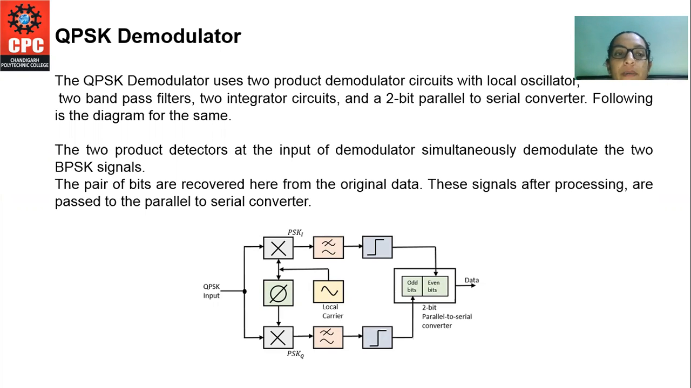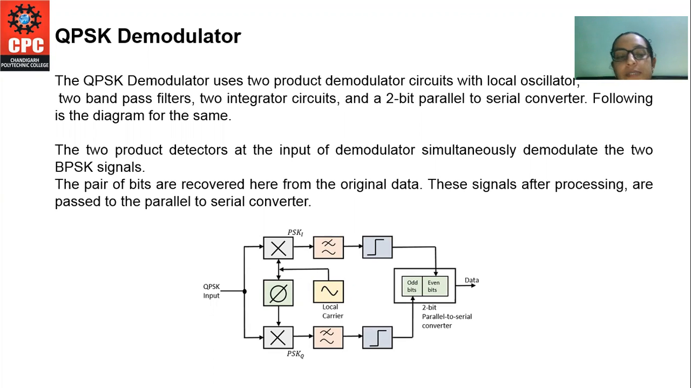The pair of bits are removed here from the original data. These signals after processing are passed to the parallel to serial converter. So for QPSK detection, we use a pair of multipliers, which are followed by integrators. The multipliers use the cosine of the carrier and the sine of the carrier. It is already defined in your figure. So the cosine of the carrier is on the upper side and the sine of the carrier phase on the lower side.